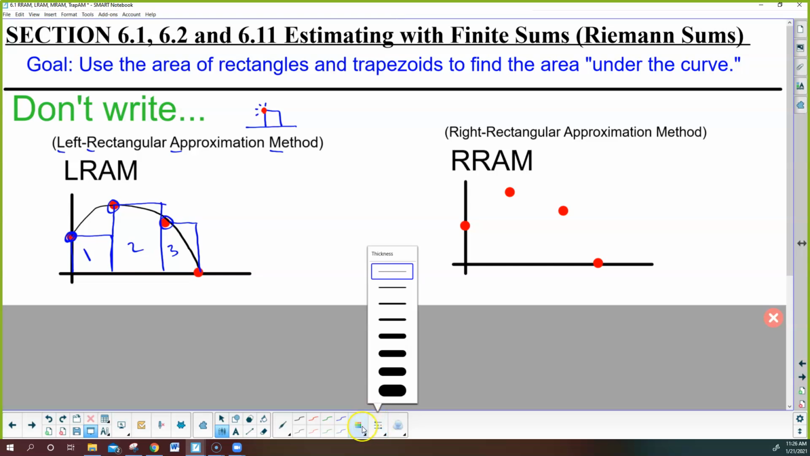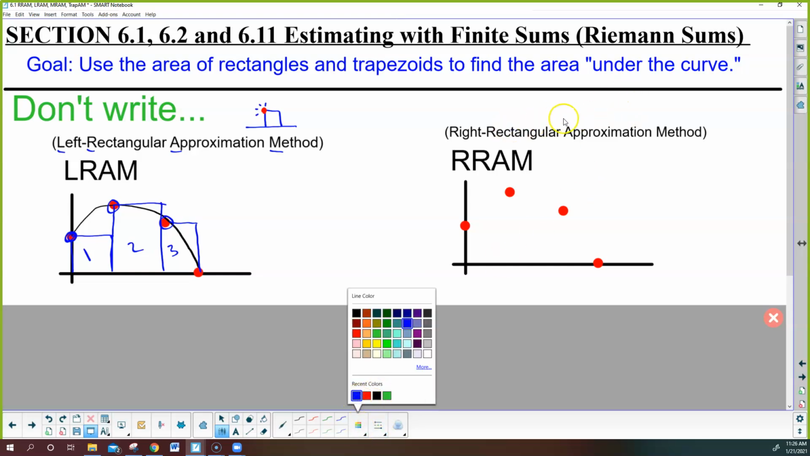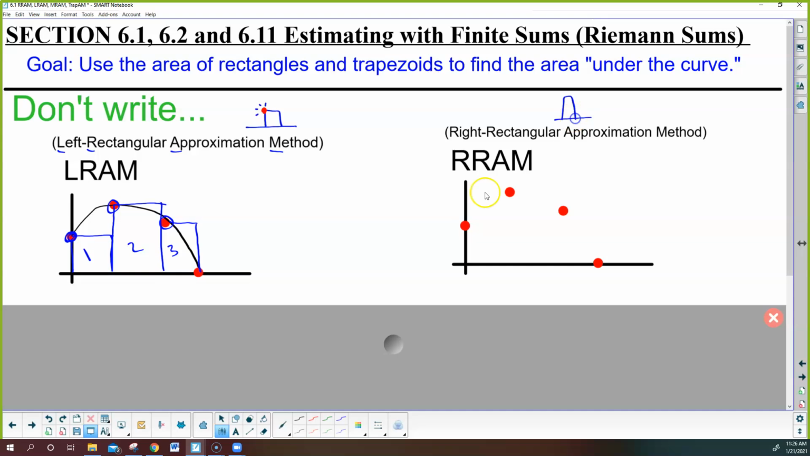Well, here's the way my brain works, is if I want to have a rectangle, and I want the right side of it to be the point on the curve. Okay, let's say I have basically that same function I had before. Watch what happens when I draw my right rectangles in. Well, now I'm only going to use the part of the curve that's on the interval. So I can't draw a rectangle over here because I don't know where it would stop.